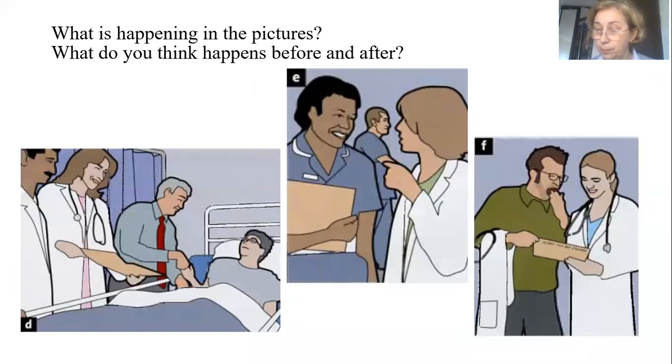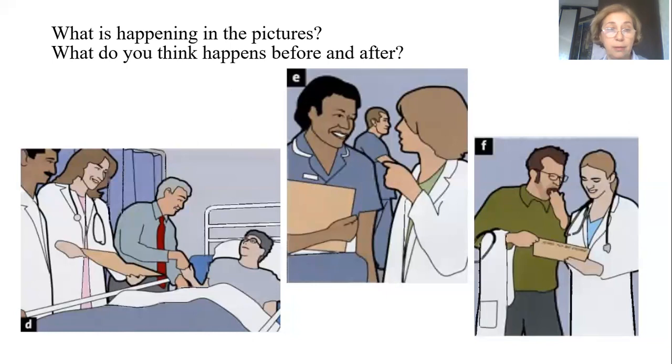Yes, doctor. Yes, please. So they are checking the patient, sorry. And there's someone visiting him, I think. Who is visiting him? Maybe his dad. Relative. Yes.